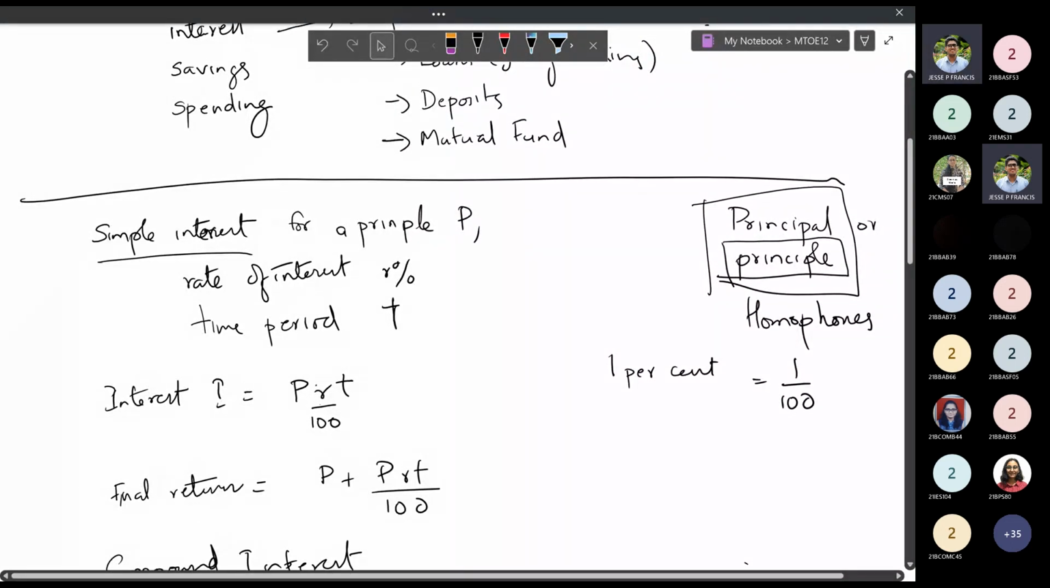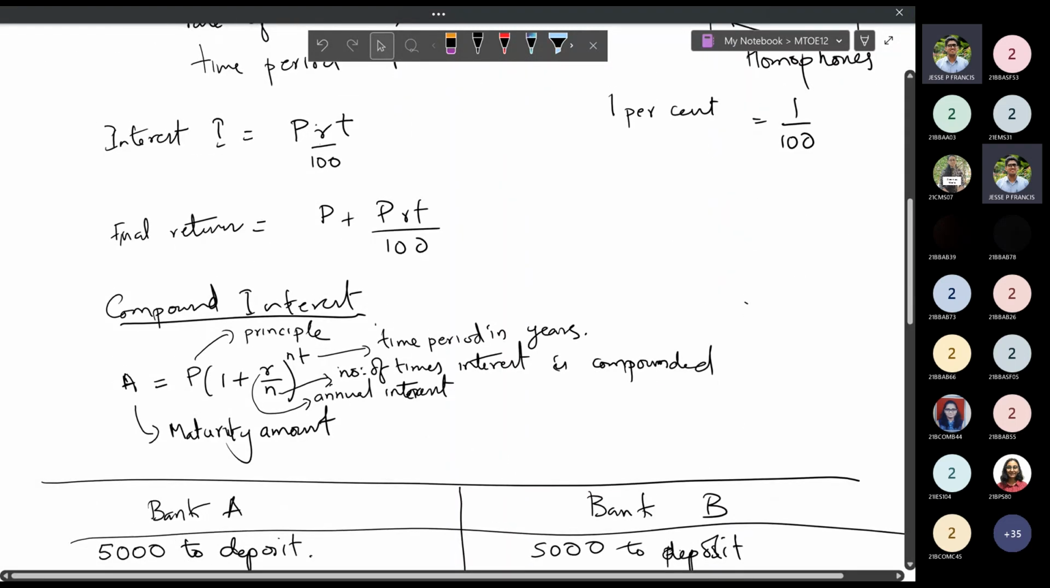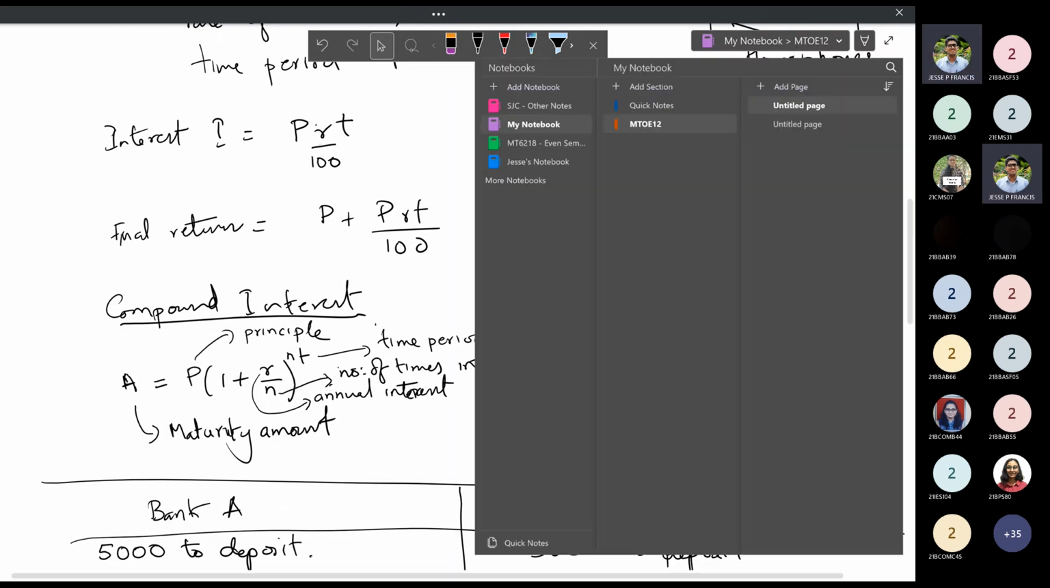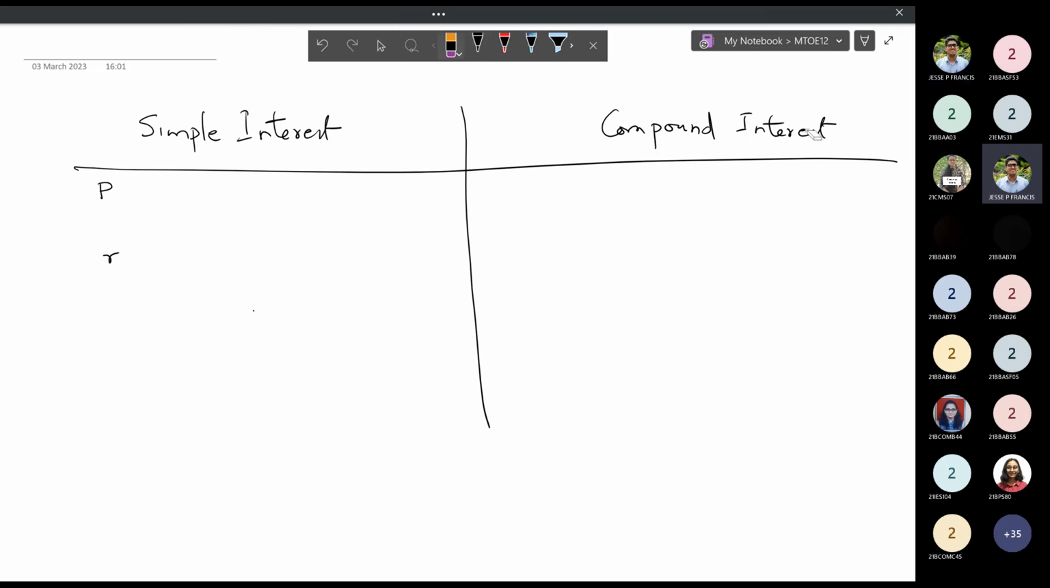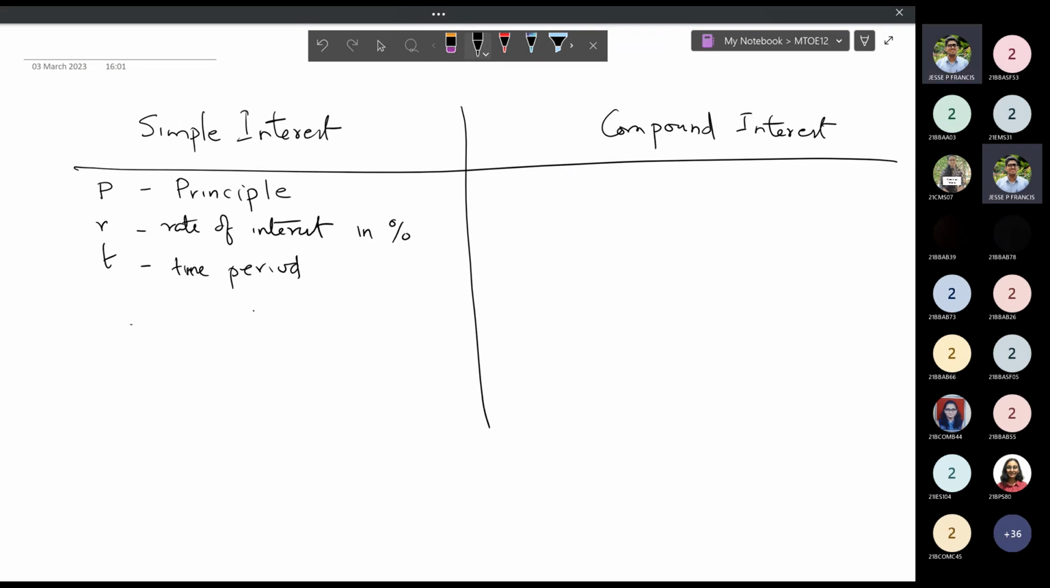Simple interest alone is PRT. Oh, instead of N, we use T. And for compound interest, P into 1 plus R by N to the power NT. PRT, where P is the principal, the amount you initially invested, R is the rate of interest in percentage, T is the time period, and simple interest was equal to PRT, and the maturity amount is equal to P plus PRT or P into 1 plus RT.